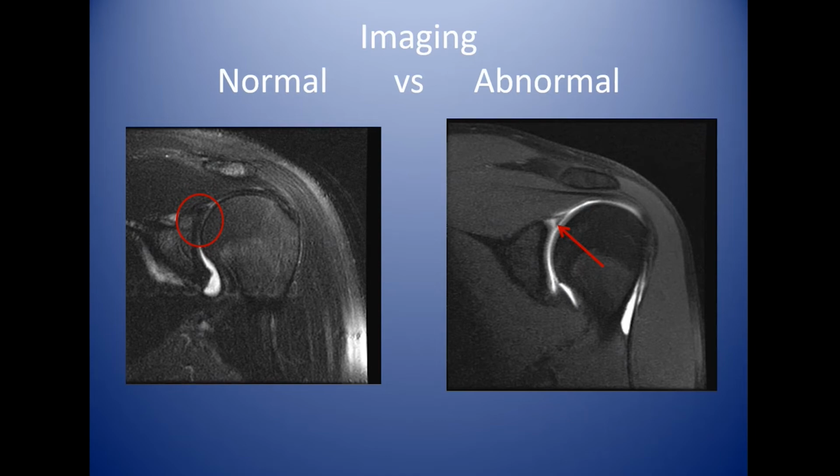Here's just a front view of an MRI to show you the difference on the left. That's what the labrum looks like in a normal shoulder. On the right-hand side, that white goes up underneath that little triangular structure. So that's what a slap tear will look like on an MRI. Next slide.